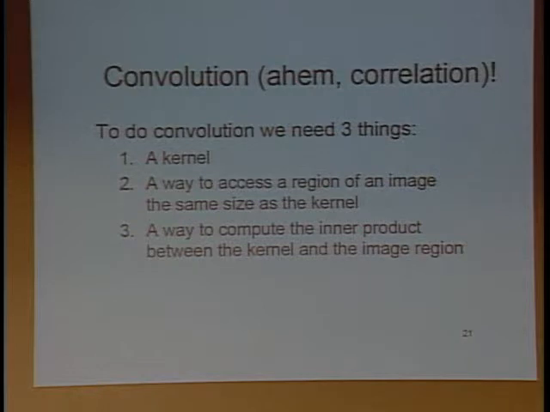And to do convolution, you will need three things. One is a kernel, that's the weight mask. You have to have a method to access a region, a part of the image, that has the same size as the kernel. And you also have to have a calculator to compute the inner product between the kernel and the image region.